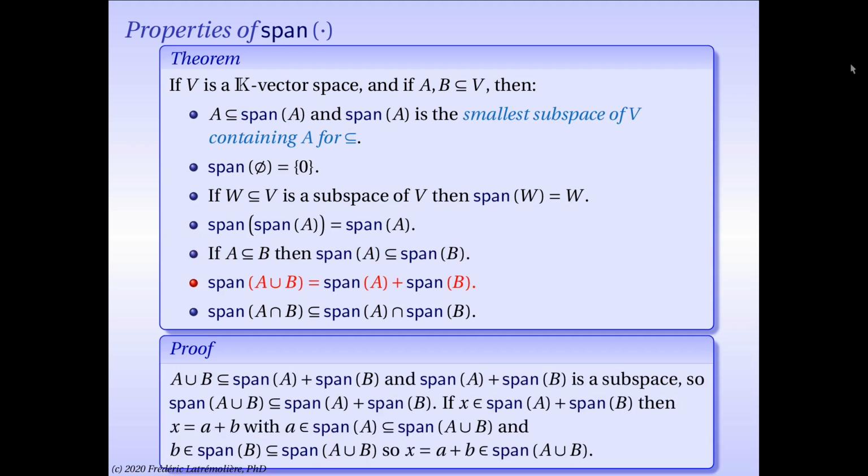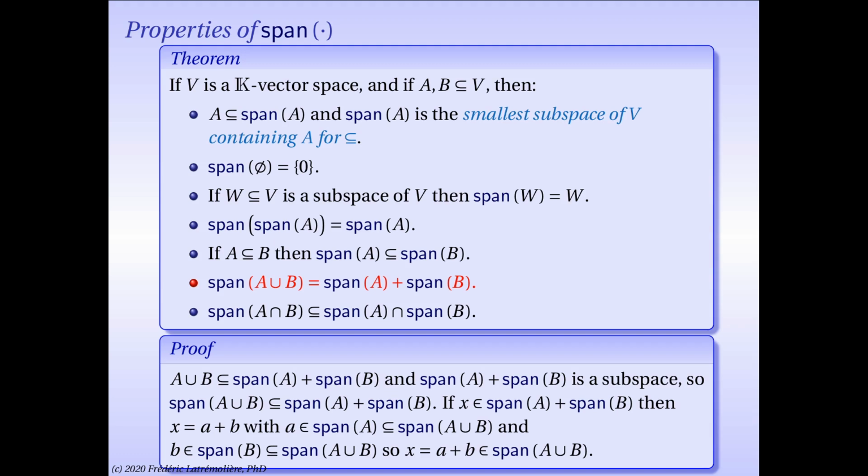Let's now turn to the relationship between span and unions. The span of the union of A and B should be the sum of the span of A and the span of B. So note that A is a subset of the span of A, B is a subset of the span of B, therefore A union B is a subset of the union of span of A and span of B. But the union of span of A and span of B is in turn a subset of the sum of the span of A and the span of B. Therefore, A union B is a subset of the sum of span of A and span of B.